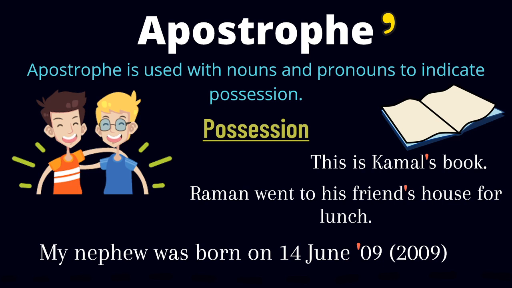My nephew was born on 14th June apostrophe 09. That denotes the complete year 2009. In the short form, we use this apostrophe. We are omitting two numbers here. Instead, we are writing only the last two digits.